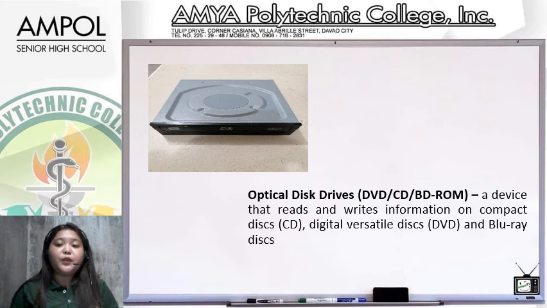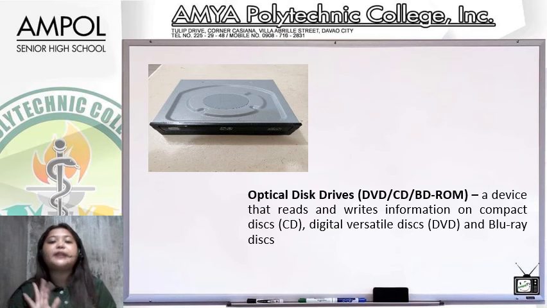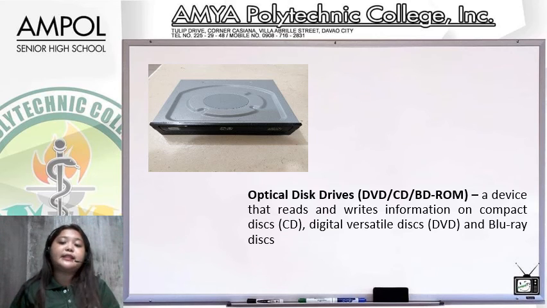That could be all for our lesson on the parts of a desktop computer. Again, types of computers and parts of the desktop computer.